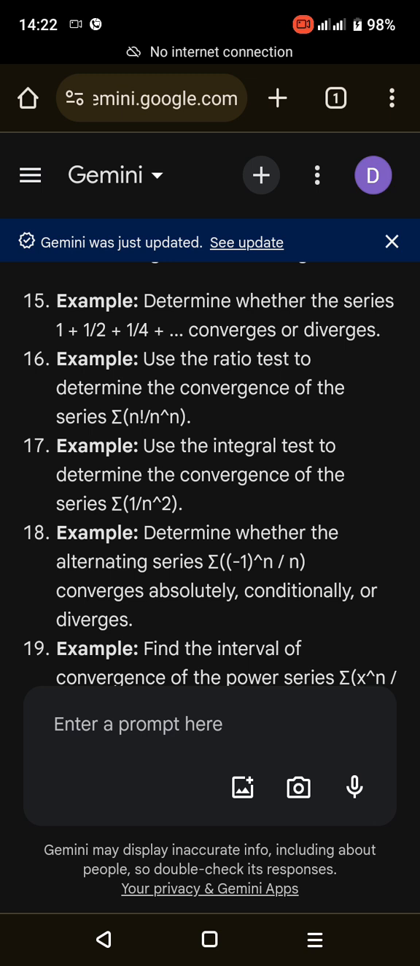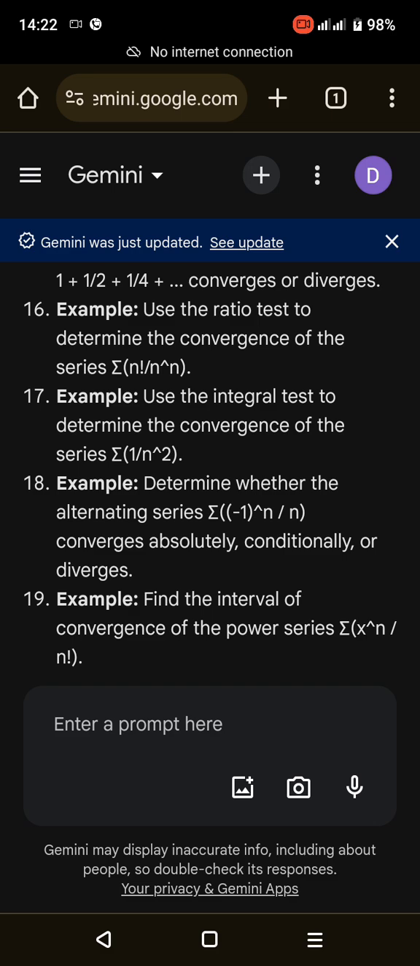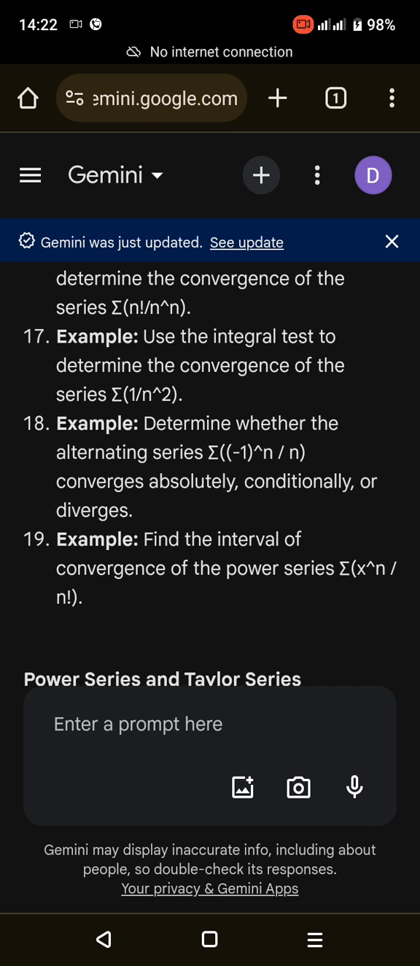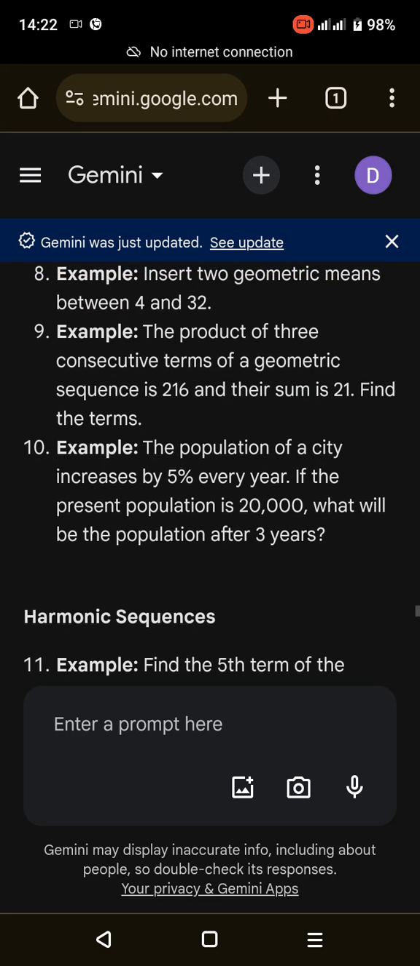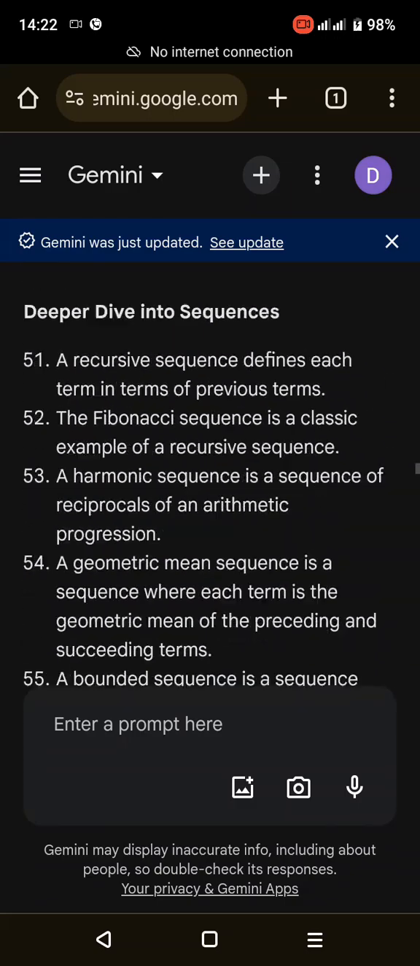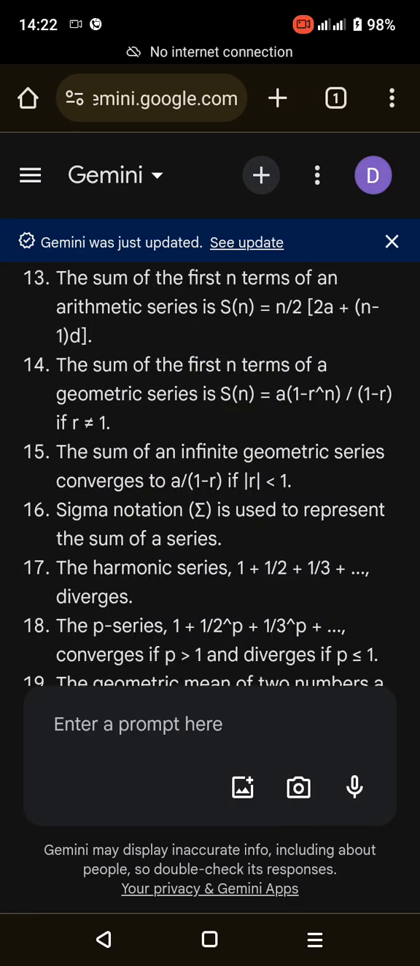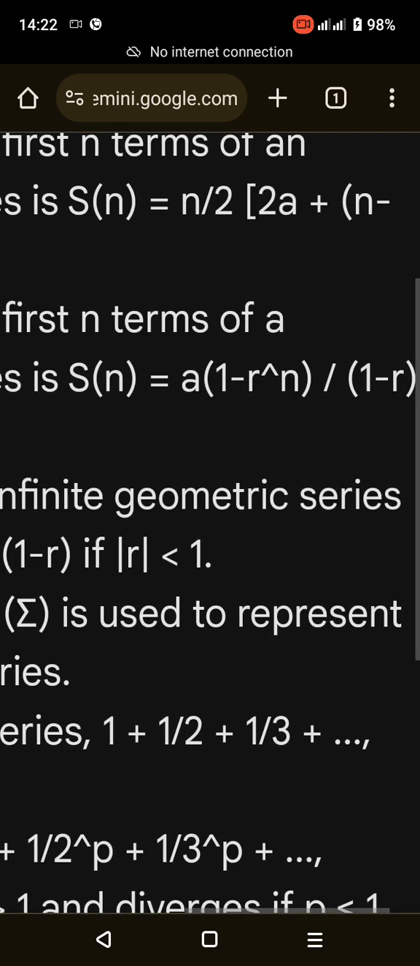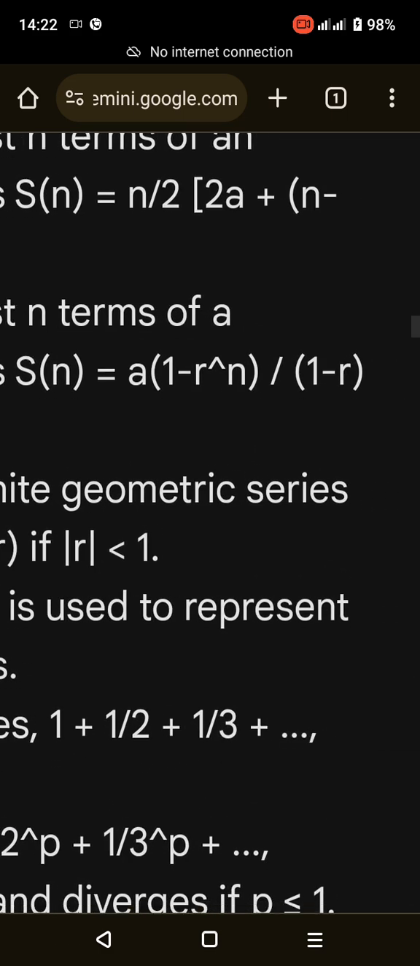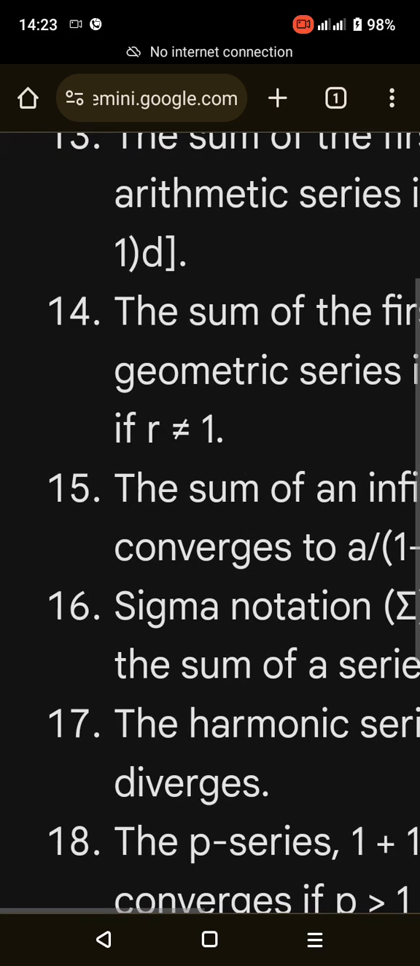13. The sum of the first n terms of an arithmetic series is S_n equals n over 2 times (2a plus (n minus 1) d). 14. The sum of the first n terms of a geometric series is S_n equals a (1 minus r^n) over (1 minus r), if r does not equal 1.